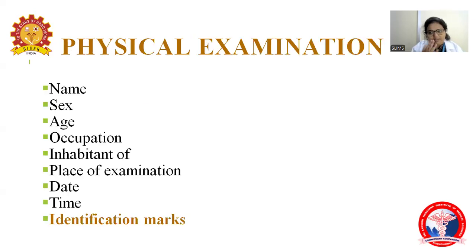And then, for the physical examination, a detailed history has to be taken from the alleged person, which includes the name, sex, age, occupation, residence, the place where the examination is taking place, the date, time, and a minimum of 2 identification marks has to be obtained. The identification marks can include any moles or scars. A minimum of 2 is required.